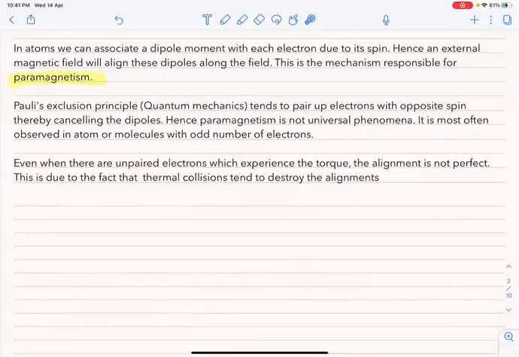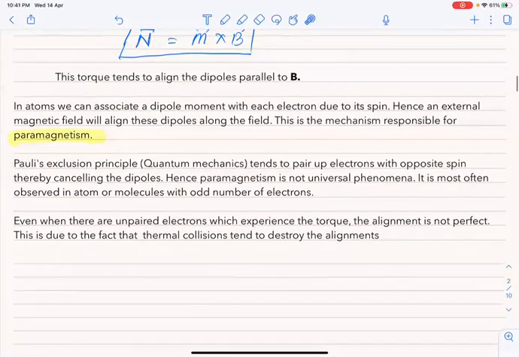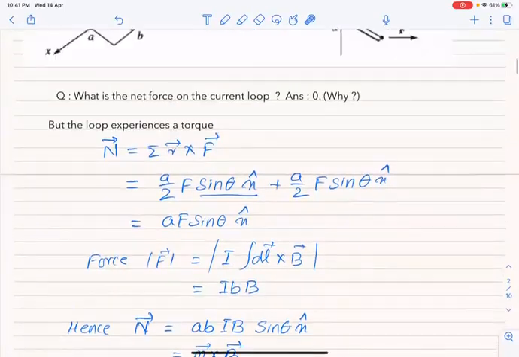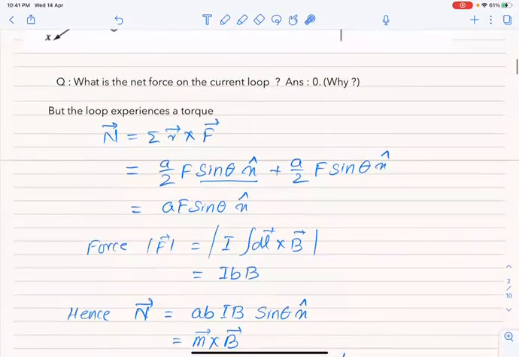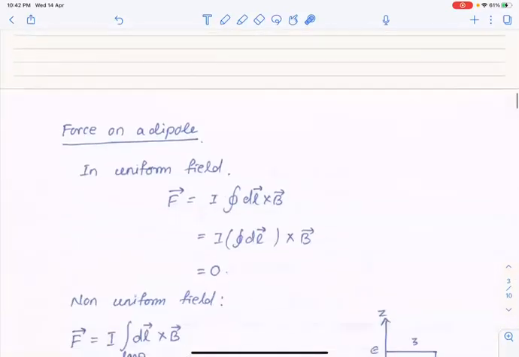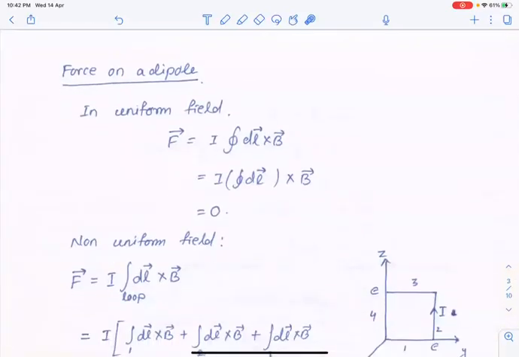Now, here we have assumed a uniform magnetic field and calculated the torque. And as I asked you, what is the force on the current loop? Let's look at that in more detail. Our next discussion is to calculate the force on a dipole. I have already told you the answer: in a uniform field, the force is 0, and that's precisely the reason. Because B is uniform, you can take B out of this integral, and then you will have the result as 0.